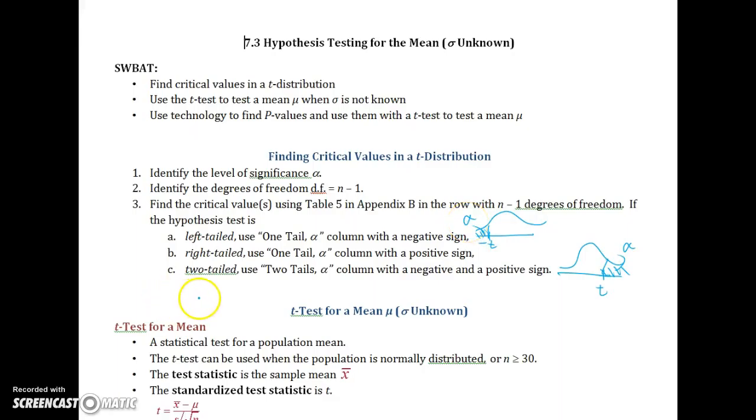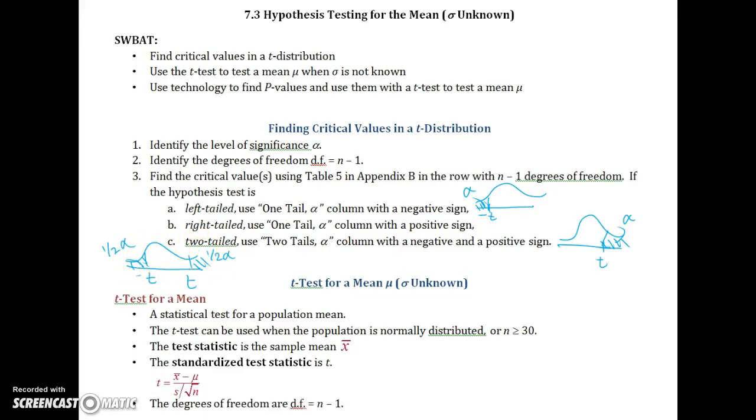For a two-tail test, you're going to have your two tails, the left side and the right side. This will be negative t, and you have your positive t. And this time, because you have two different regions, you're splitting the alpha in half. So this is half of alpha, and this is the other half of alpha. So if I want a level of significance of 10%, then this would be 5% and 5%. What else do you need to know?